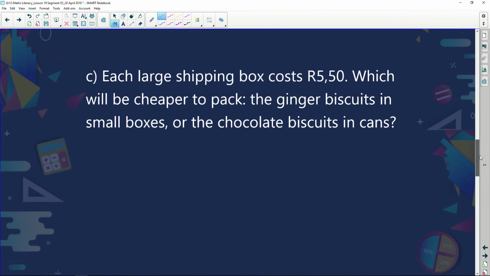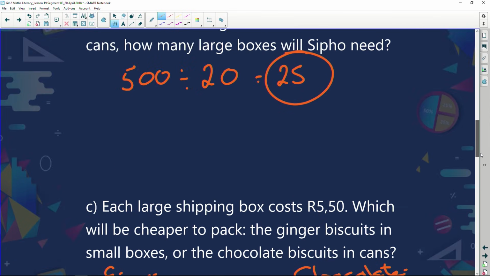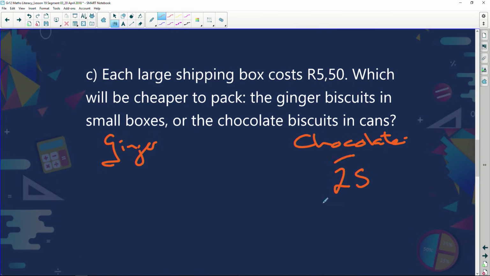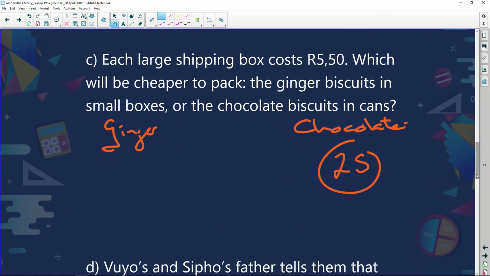Now, each large shipping box costs 5 Rand 50. Which will be cheaper to pack, the ginger biscuits or the chocolate biscuits? Now, obviously that's easy because for chocolate we needed 25 boxes, and for the ginger we needed 40 boxes. So you don't even have to do a calculation to answer that question. Ginger is going to be more expensive.